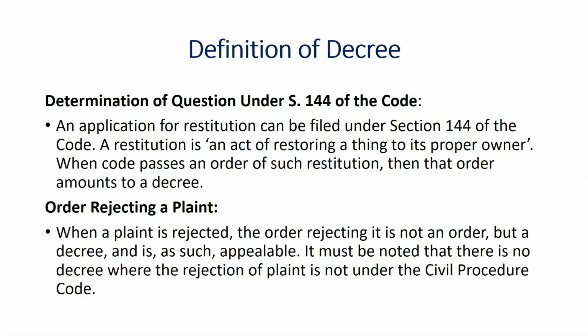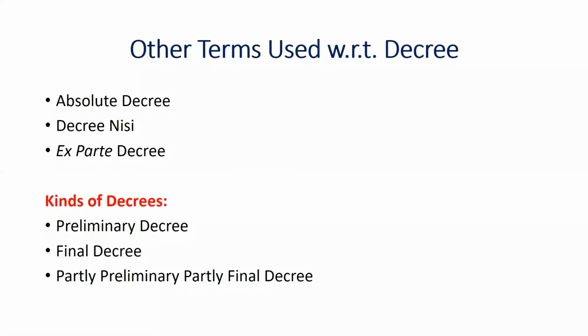लेकिन अगर नाउ जब हम लोग डिक्री की बात करते हैं, उसके साथ में कुछ और भी टर्म्स यूज करते हैं, जैसे कि एब्सोल्यूट डिक्री. When decree is complete in itself and it becomes a full effect at once, it is called absolute decree. एक डिक्री निसी बोल के वर्ड आता है, the decree which is not to take effect unless the person affected by it fails to show cause against it within a specified time is called decree nisi.